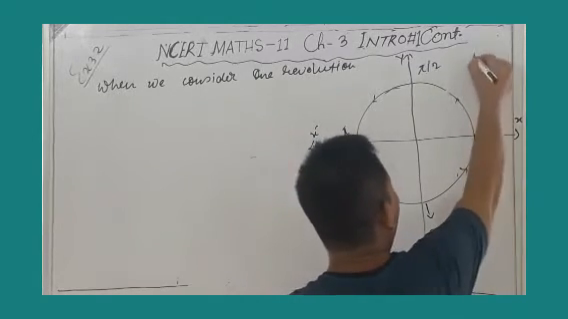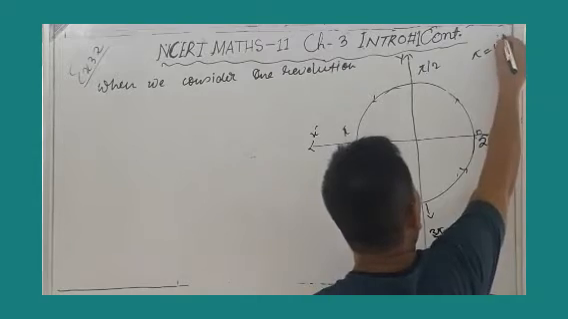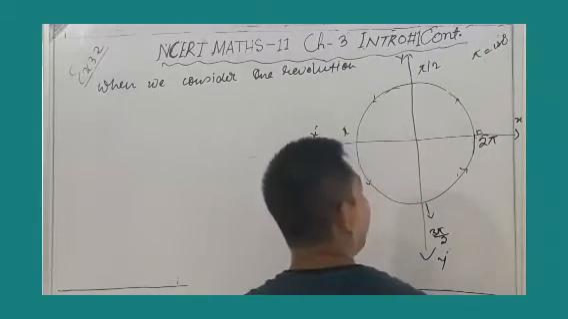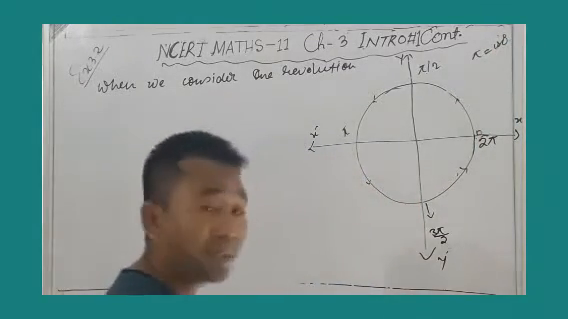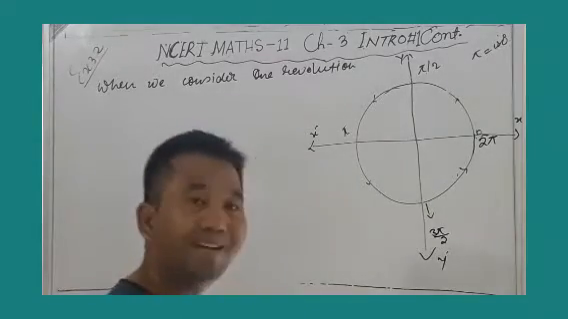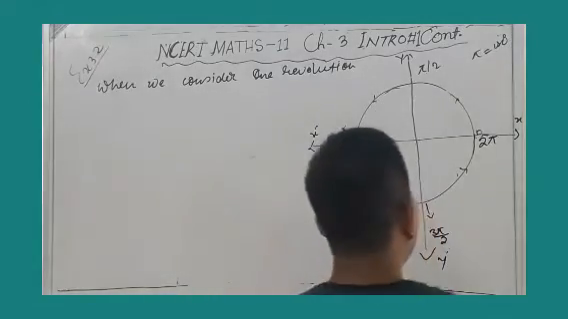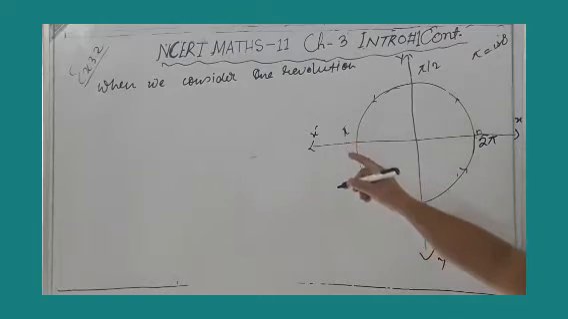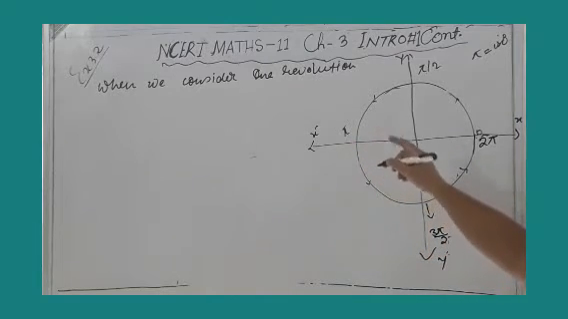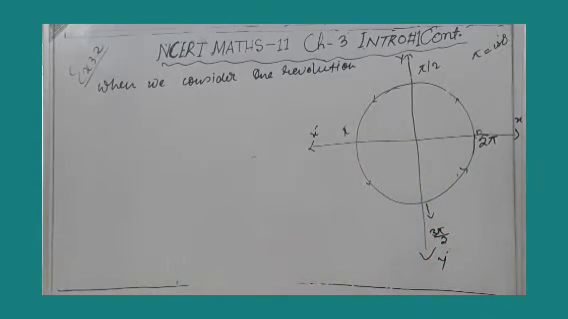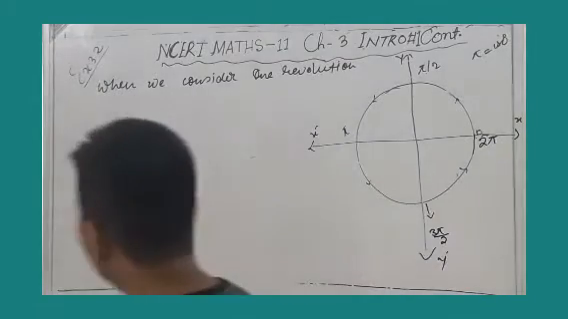So pi equals what? 180. And 2 pi equals what? 2 into 180 is 360. That means it will be 360 degrees. Yes or no? So in one complete rotation, in one complete revolution, there are 360 degrees.